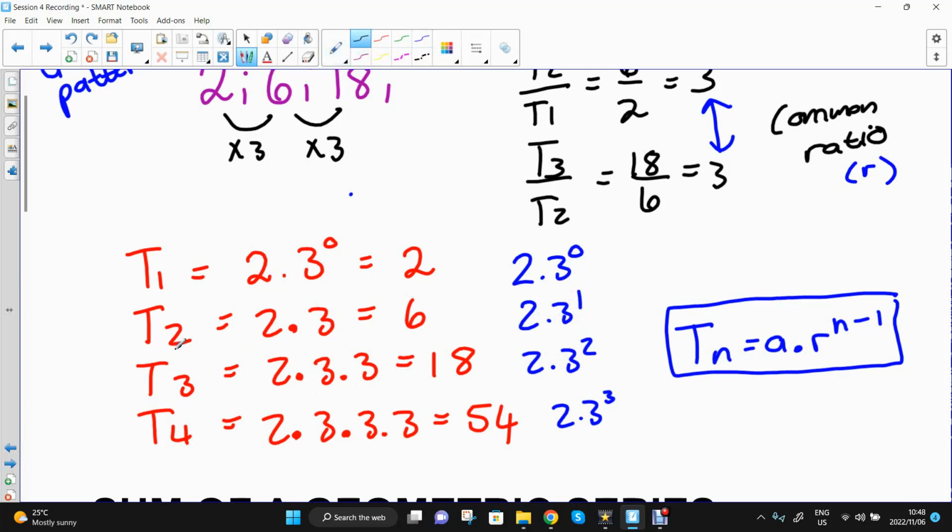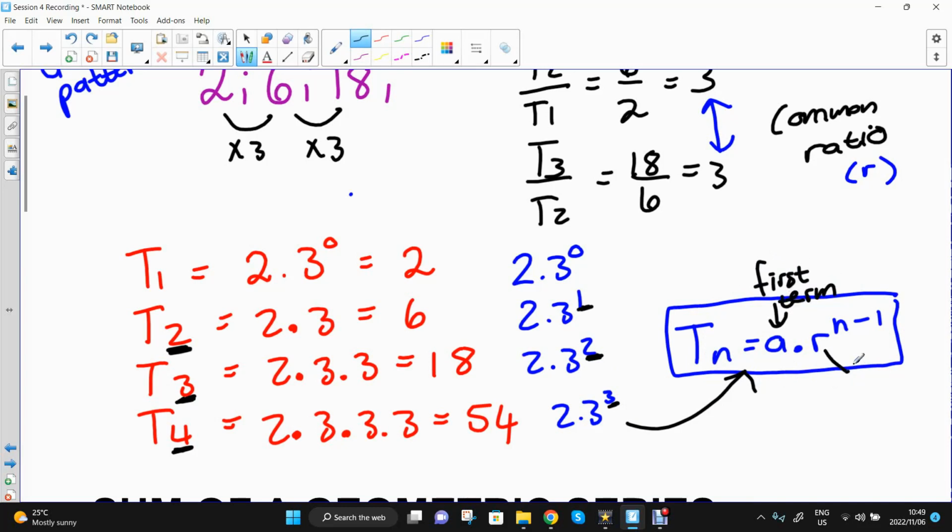Now, what I need you to see here is that the position of the term 2 becomes 1 less in the exponent. Position 3, exponent 2. Position 4, exponent 3. So the formula looks like this. Formula for the arithmetic sequence. You've got your first term. A is always your first term.